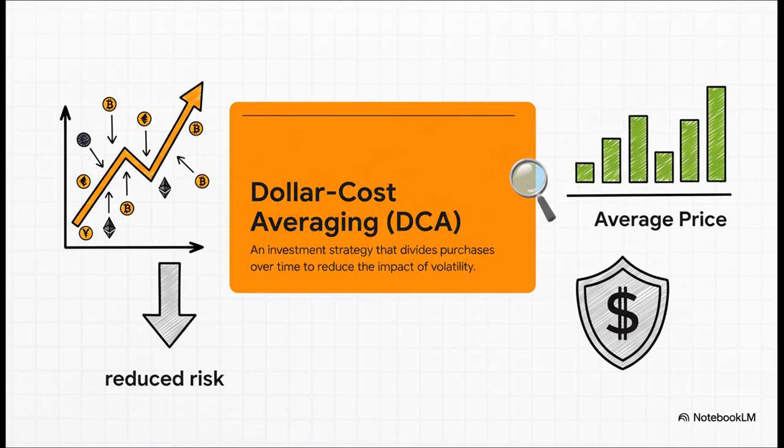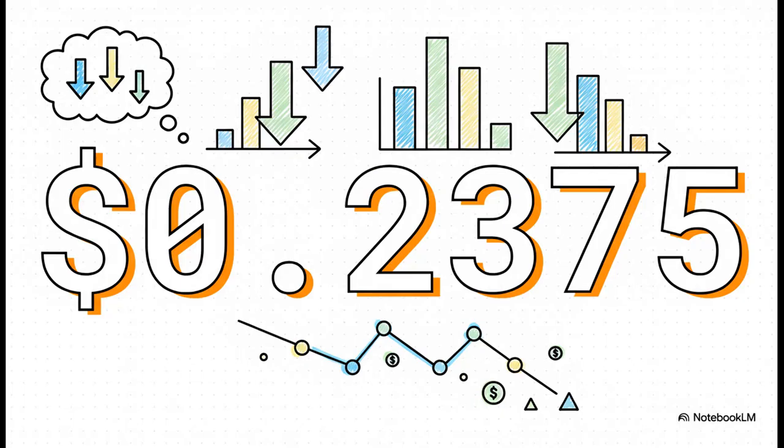So for anyone who's not familiar, DCA is all about managing your risk. See, instead of just dumping all your money in at once and praying you pick the right moment, you break it up. You buy in smaller chunks at different pre-planned price points. The big idea here is to average out your cost and kind of smooth out the bumps from all that market volatility.